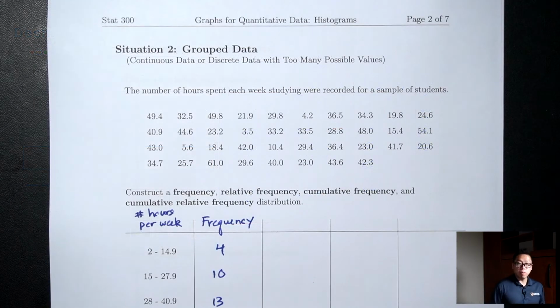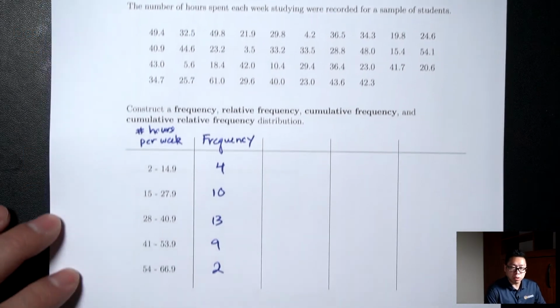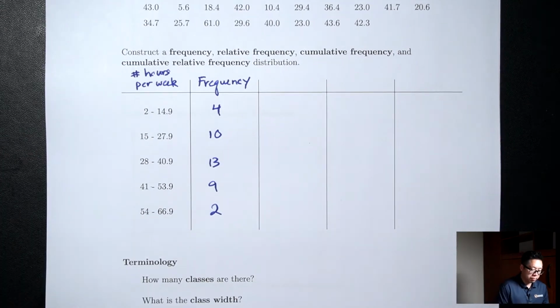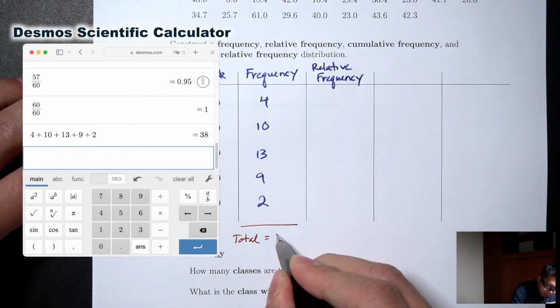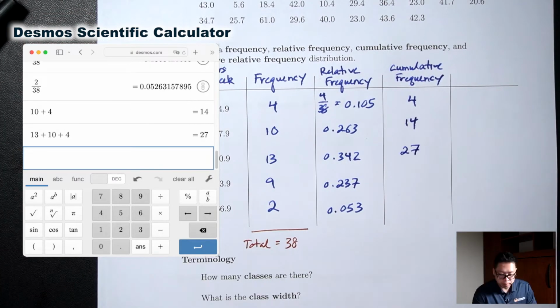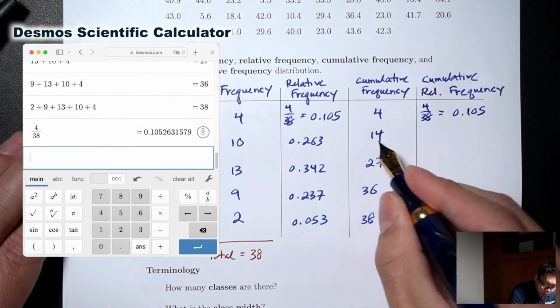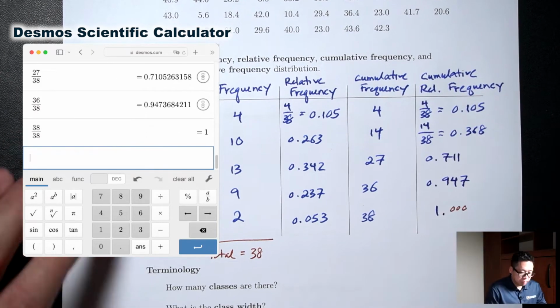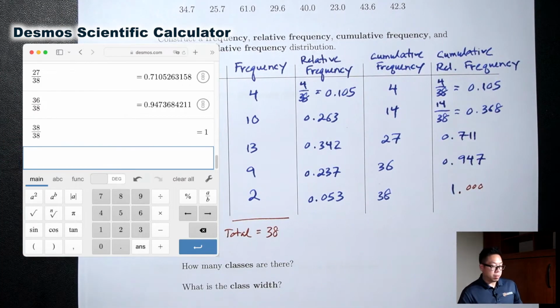Let me now fill in the table for situation 2. The process is exactly the same. So let me just show you the answers. All right, and that's the table for situation 2.